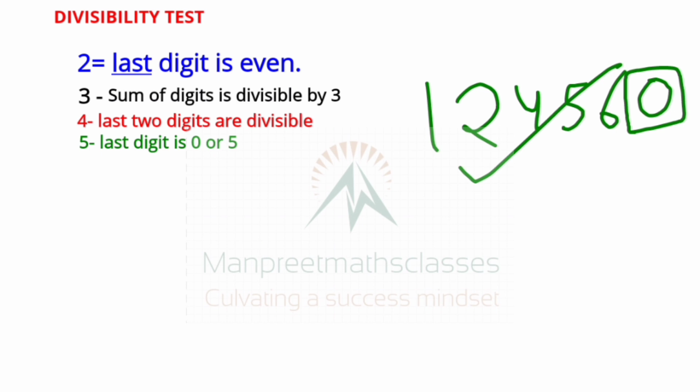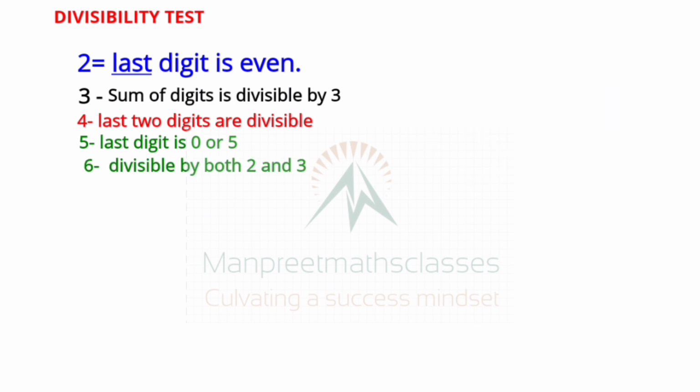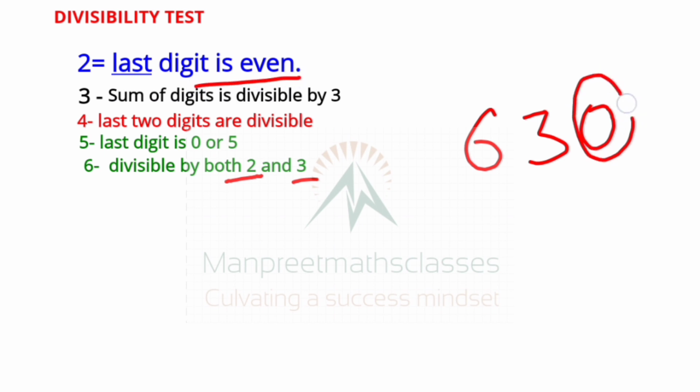Now let's see for 6. Divisibility rule of 6 says that if a number is divisible by both 2 and 3, it is divisible by 6. This means you need to check divisibility rule of 2 and 3. Suppose we are having a number 630 and we need to check whether it is divisible by 6 or not. So our divisibility rule says we have to check it with 2 and 3. So for 2, they are saying last digit is even, so here it is 0. So it follows divisibility rule of 2.